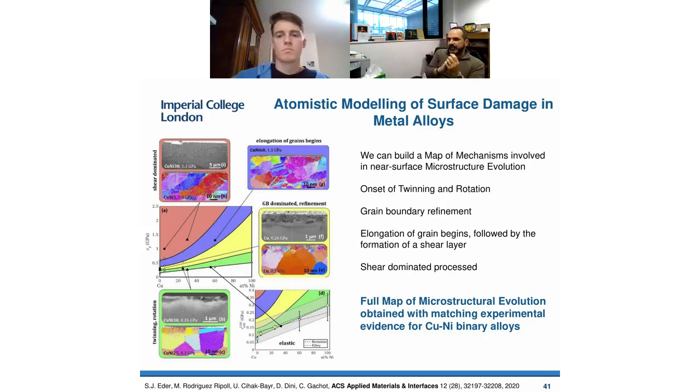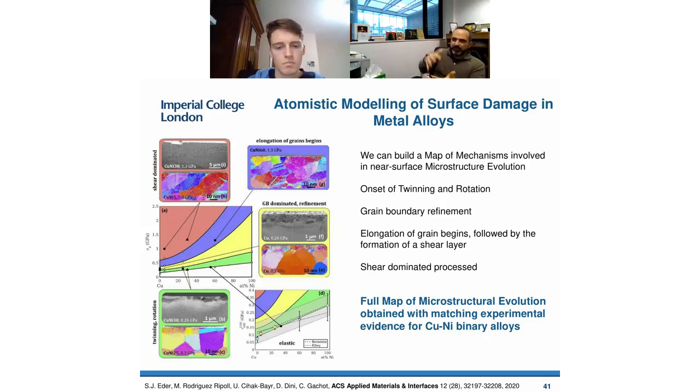You can start by looking at this map and identifying different regions, and the different regions correspond to something that can be observed experimentally at a slightly larger scale, simply because the mechanisms we're looking at are those we expect to see also at the larger scale. For example, in the green zone, when the load is just above the elastic limit, you start seeing twinning and rotation, the origins of the first initiation of deformation. That is also observed experimentally for lightly loaded contacts.